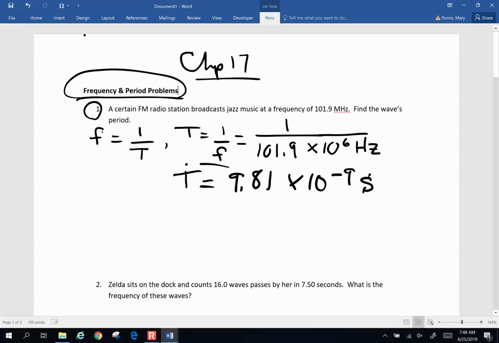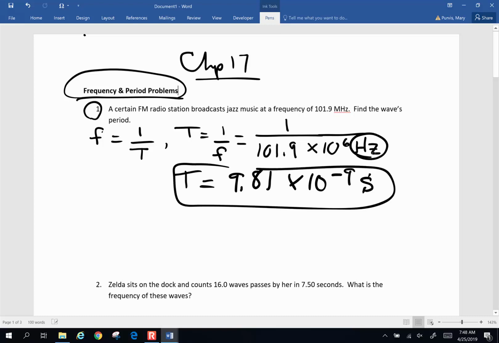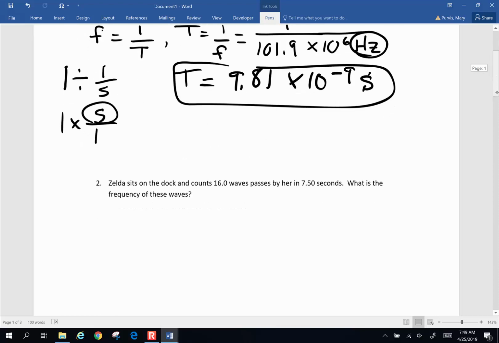Now, where do seconds come from? I have hertz in the sub-basement. 1 hertz is a per second, so I've got 1 divided by 1 over seconds, invert and multiply, seconds over 1. I end up with a unit of seconds. Let's go to the next one.